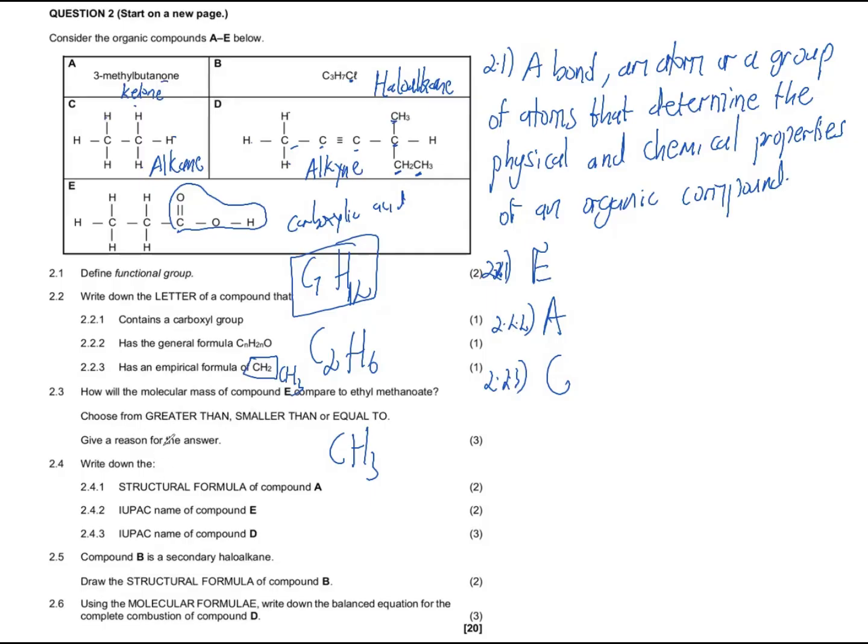Okay, so 2.3, how will the molecular mass of compound E compare to ethyl methanoate, right? Where is compound E? So this is compound E, and ethyl methanoate is this. So let's check. We have 1, 2, 3, and then ethyl with 2 carbons, and then methanoate 1, right? So ethyl methanoate is an ester. Now, obviously, this ester here is a functional isomer to this carboxylic acid. Remember, cake, right? Carboxylic acid is a functional isomer to an ester. Aldehyde is a functional isomer to a ketone.